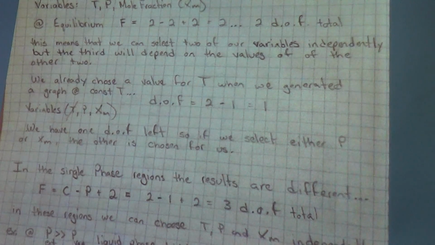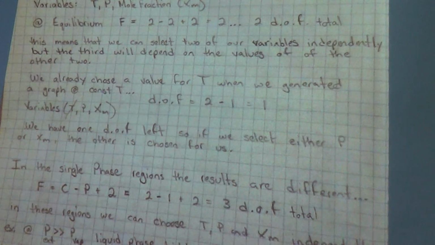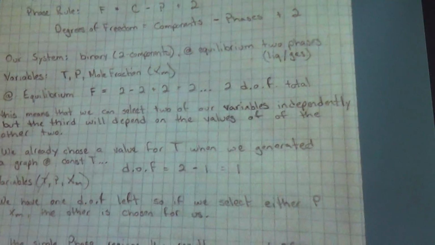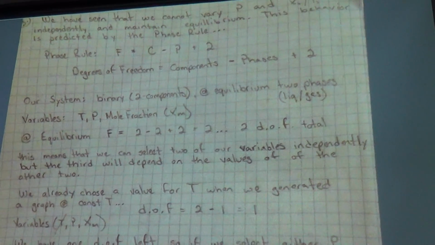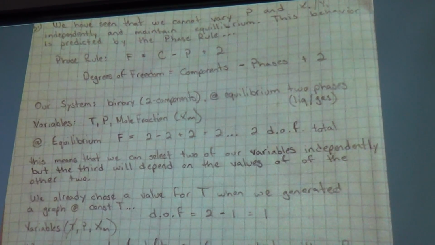So those observations that we made are summarized by something called the phase rule. And the phase rule tells us that for any of these systems, the number of degrees of freedom is equal to the number of components, C, minus the number of phases, P, plus 2.